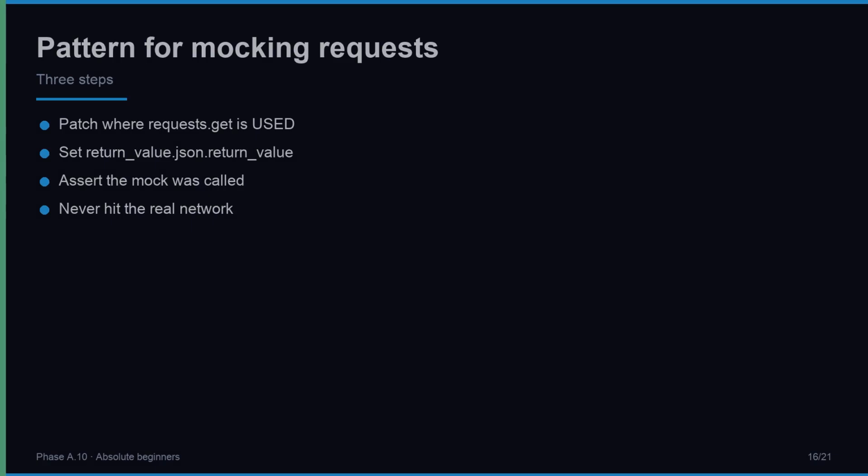Mock the call. The pattern for mocking an HTTP call has 3 steps. First, patch requests.get at the location where it is used, that means patching it inside your module, not inside the requests library. Second, set up what the mock returns, usually return_value.json.return_value equals some dictionary. Third, optionally assert that the mock was called with the right arguments. Follow these 3 steps and your network code becomes fully testable offline.